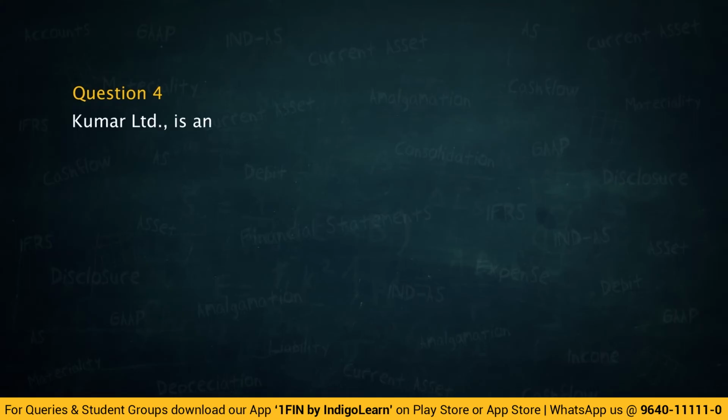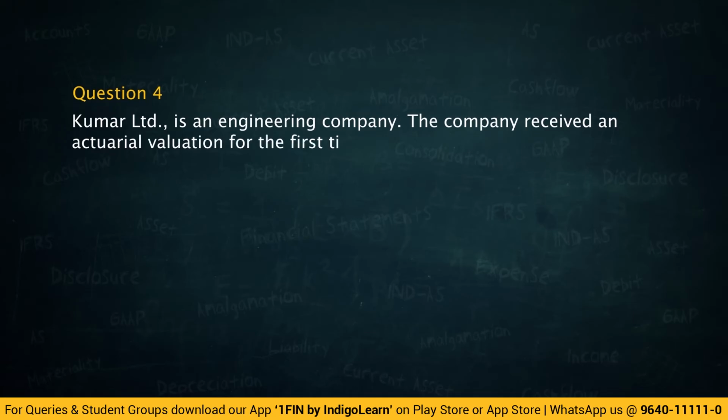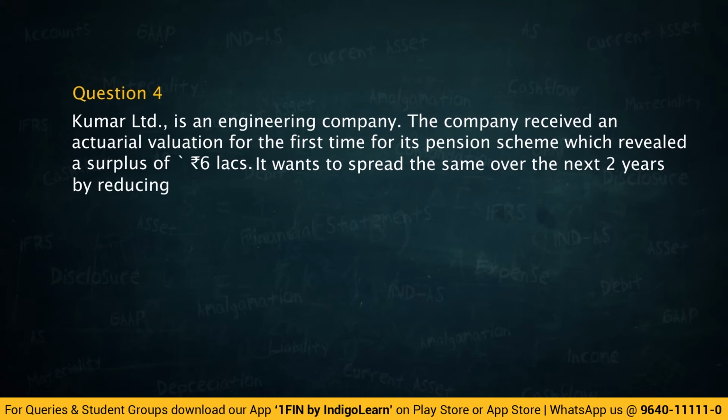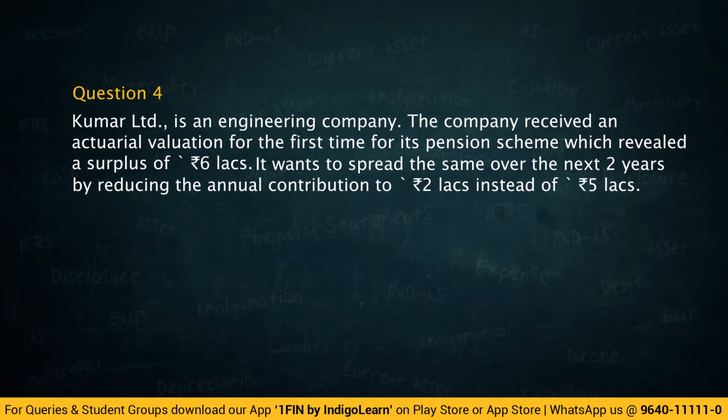Kumar Limited is an engineering company. The company received an actuarial valuation for the first time for its pension scheme, which revealed a surplus of rupees 6 lakhs. It wants to spread the same over the next 2 years by reducing the annual contribution to 2 lakhs instead of 5 lakhs. So, basically 6 lakhs they want to spread over 2 years, 3 lakhs now and 3 lakhs in the next year. So, in the current year, if 5 lakhs is the contribution that the company has to account for, they are saying no, it's not 5, only 2 we will account for. So, 3 they want to take in the current year, they want to reduce the contribution.